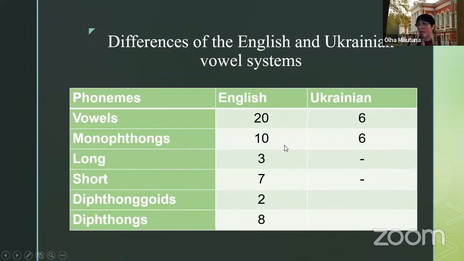On this slide, as I have told you, you can see a comparative table of vowel sounds in the Ukrainian and English languages. And you see that Ukrainians, who only have 6 vowel monophthongs, find it really difficult to distinguish 20 English vowel sounds, which include 3 long monophthongs, 7 short monophthongs, 2 diphthongoids, and 8 diphthongs. It is really difficult for our people to differentiate between these 20 vowel sounds.